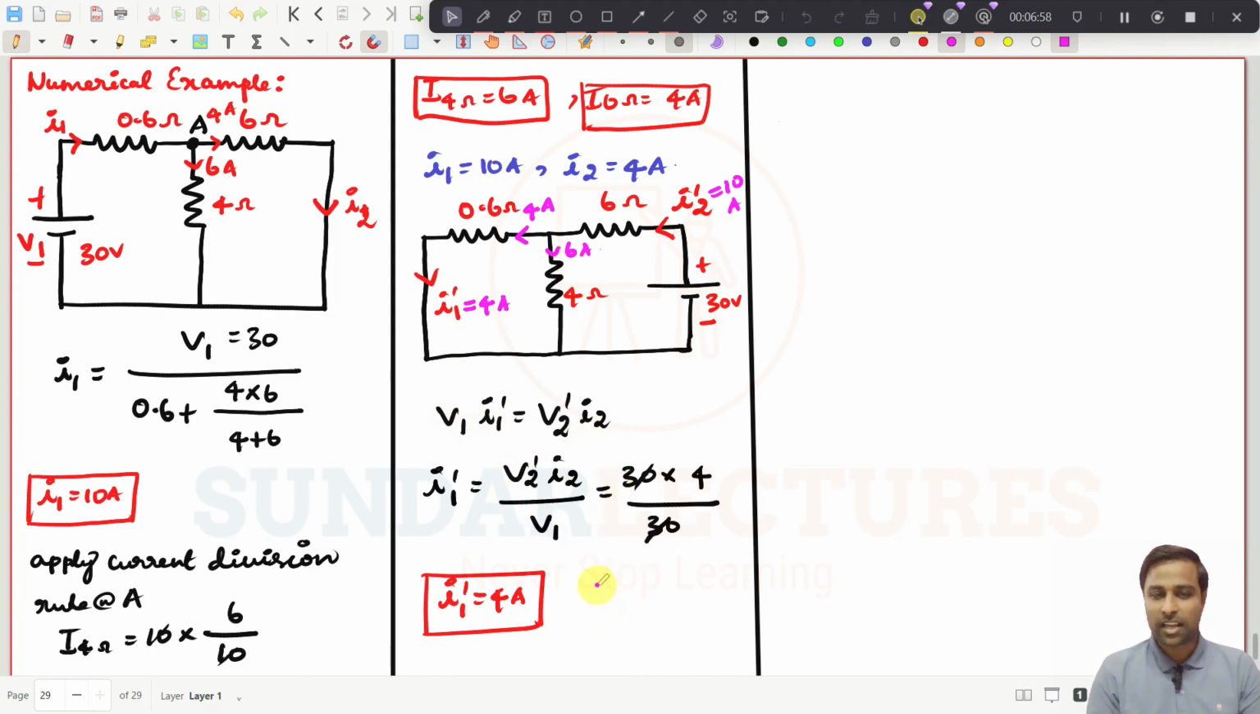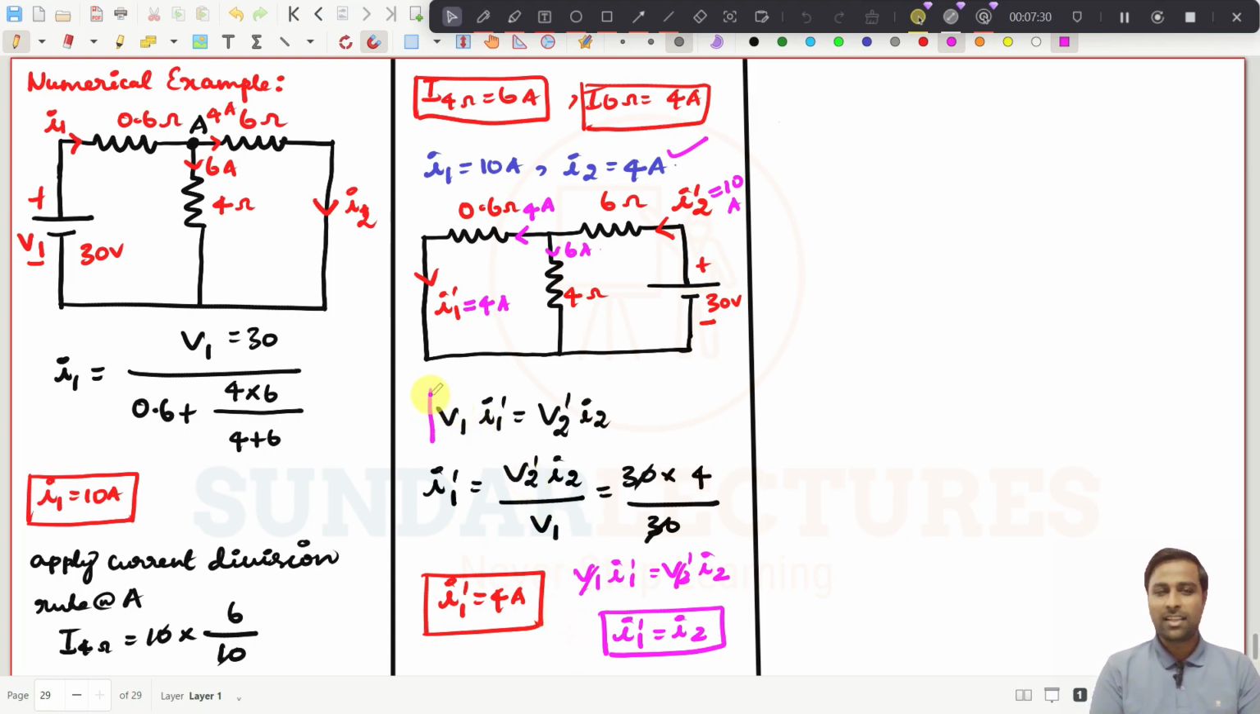What is this expression actually? See, I will write it down here. V1 I1 dash should be equal to V2 dash into I2, right? These two voltages are the same, right? V1 and V2 dash, because V1 is 30, V2 dash is also 30. So these two will be directly cancelled out. So what is the final expression? I1 dash should be equal to I2. That is what we have got.